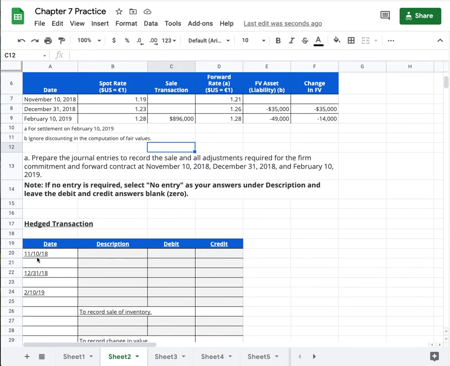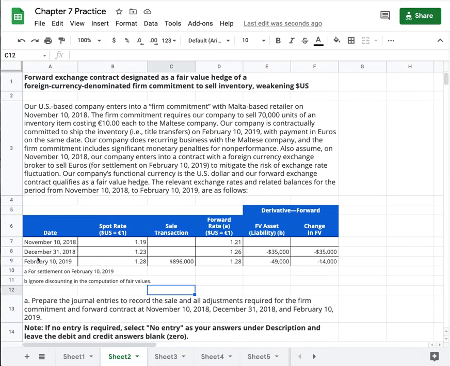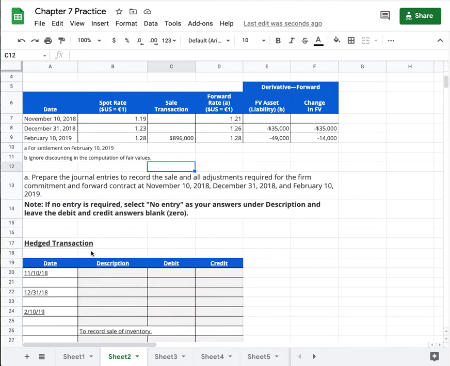So we have 11/10/18. And on this date, there's actually going to be no entry because we must document the hedging relationship and the hedge effectiveness in the accounting system. And the fair value is equal to 0 at inception, which means there's no entry.